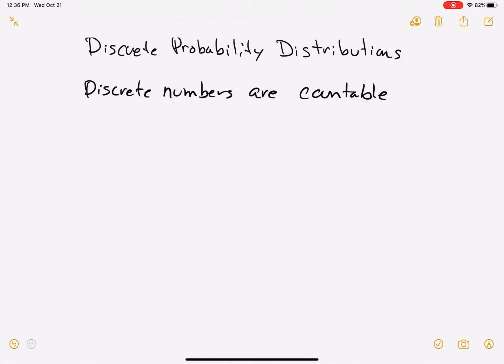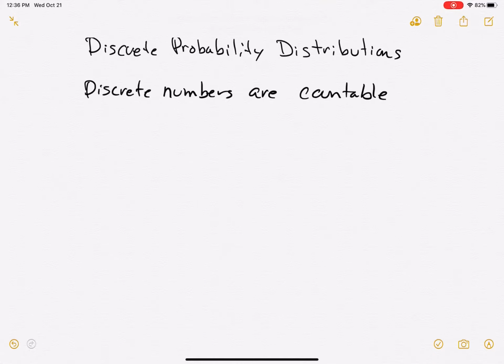Okay, so today we're going to do discrete probability distributions. Discrete probability distributions come from numbers that are countable. In other words, we can count from one number to the other. Now, they may be fractions, they may be decimals, but you can travel from one number to another number.